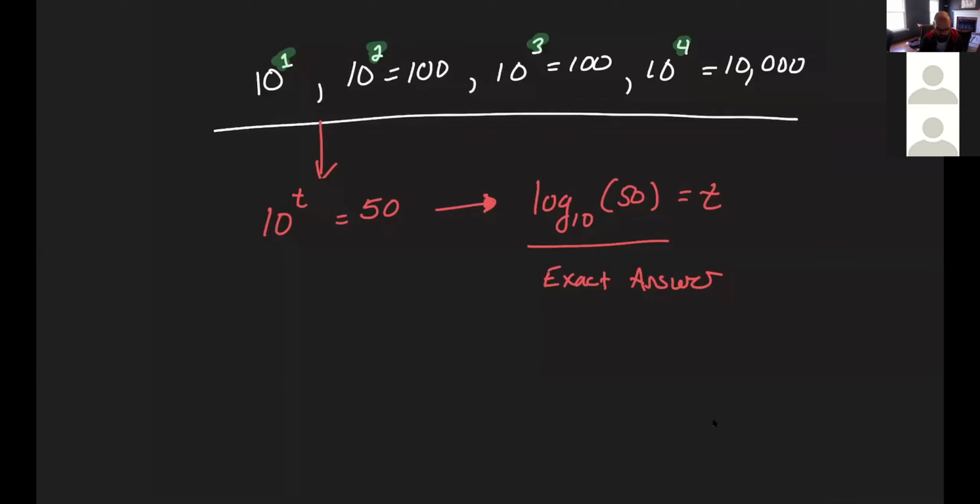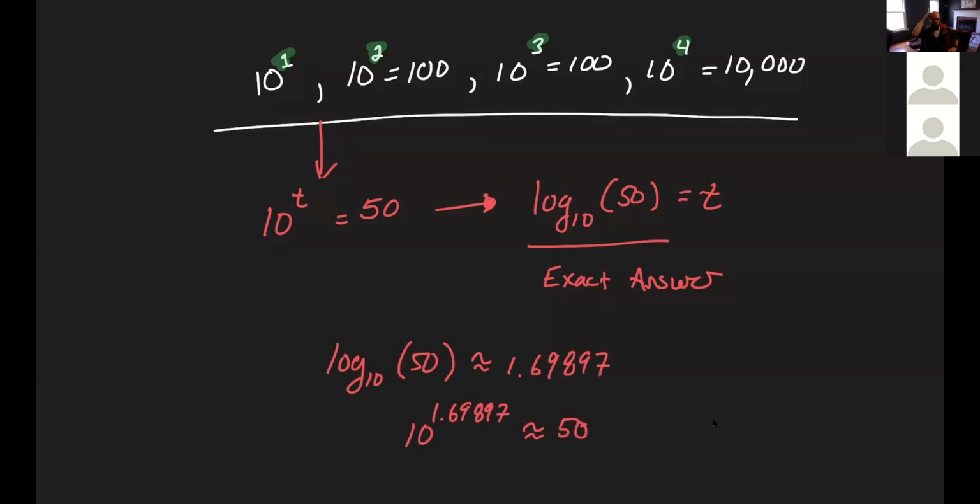Okay, what we see is log base 10 of 50 is approximately 1.69897. And so we should see that the answer to our question here is that approximately 10 to the 1.69897 is just about 50. Okay. And so the squiggly lines come in because these aren't exact answers, right?